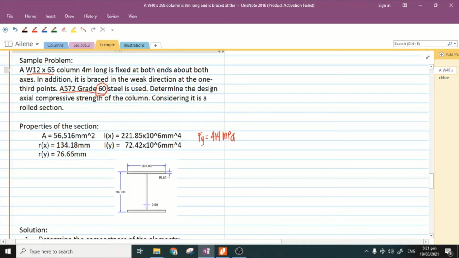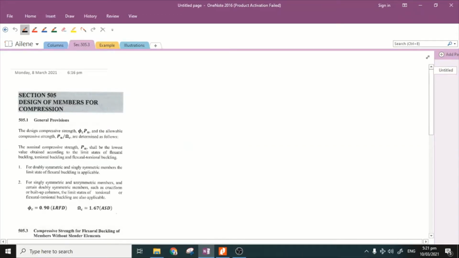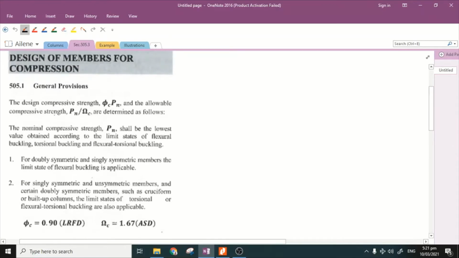So, the question is, determine the design compressive strength of the column considering it is a rolled section. So, if we go again to the code, NSCP, in section 505, design of members for compression comes in. It says here that the limiting states in determining the nominal compressive strength are: number 1, flexural buckling; number 2, torsional buckling; and number 3, combined, flexural torsional buckling.